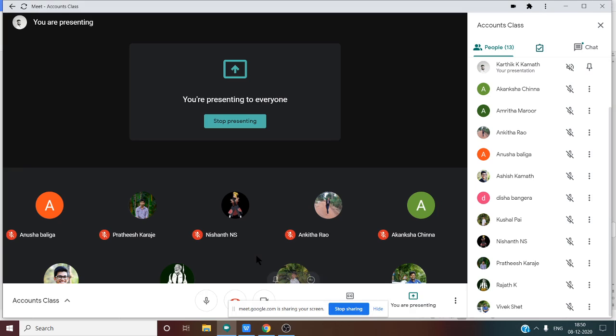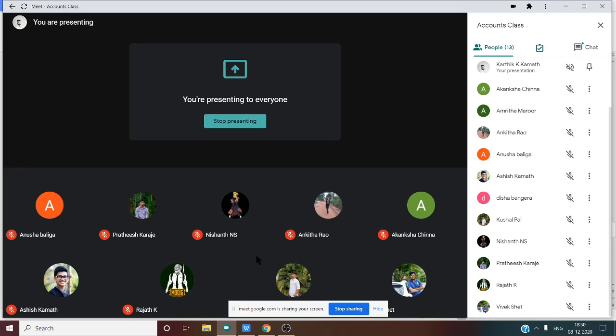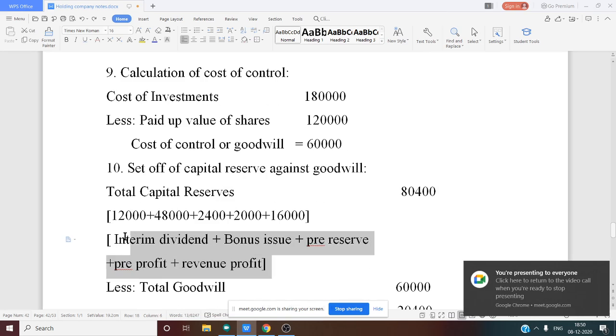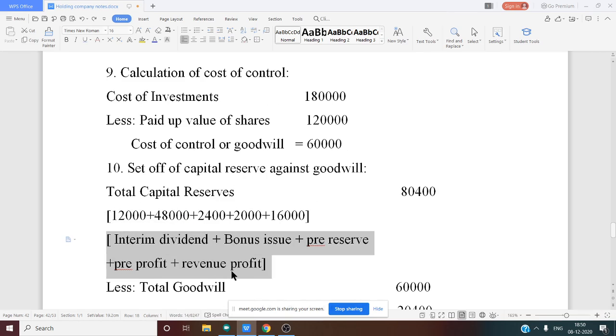That is why it is necessary, while computing majority interest working note, to write in front of the answer what amount goes where. Otherwise, it is very difficult to solve the problem. That is why in front of every answer you have to write whether it is capital reserve or revenue reserve, or whether it is capital profit or a revenue profit. Yes. So now we know total capital reserve 80,400, that is interim dividend plus bonus issue plus pre-reserve of majority plus pre-profit of majority plus revenue profit of majority. Yes, revenue profit I told.